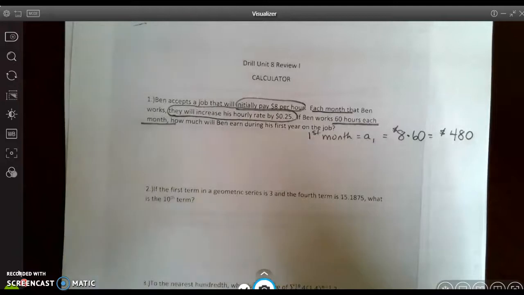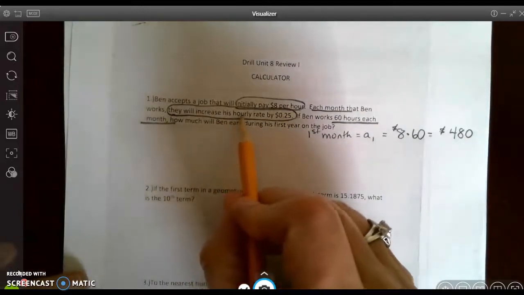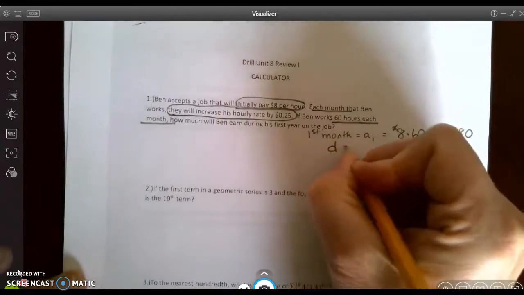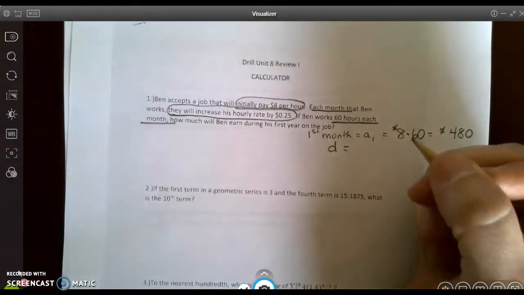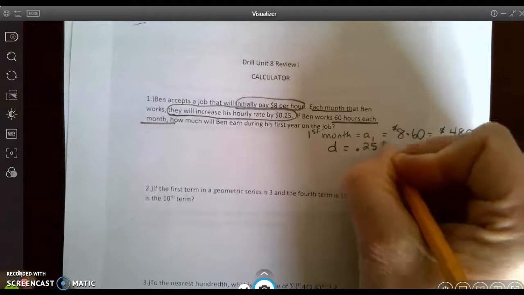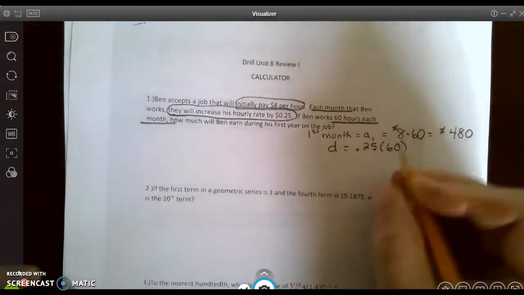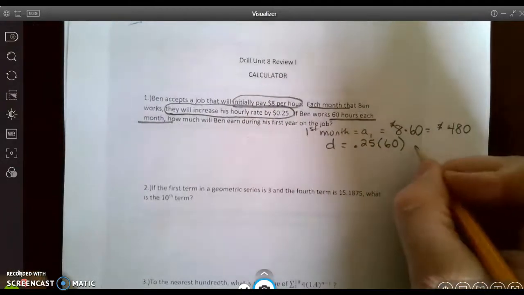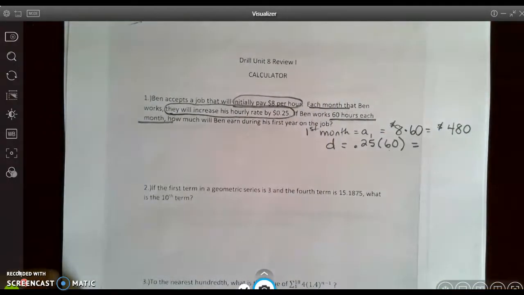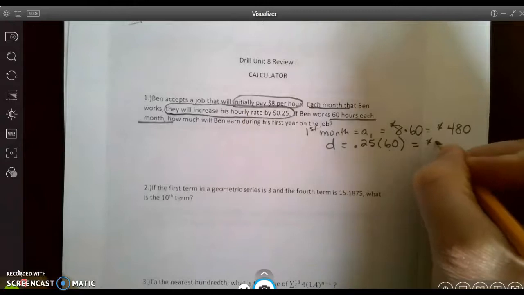We also have to think about the fact that his hourly rate increasing by 25 cents doesn't mean he just earns an extra 25 cents every month. He earns an extra 25 cents every hour he works, which is 60 hours. So his increase each month is 25 cents times 60. Put that in your calculator, and you get $15.